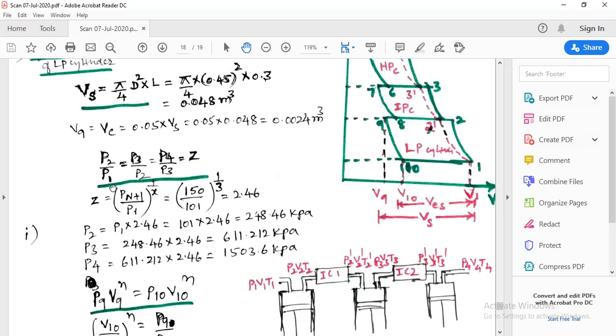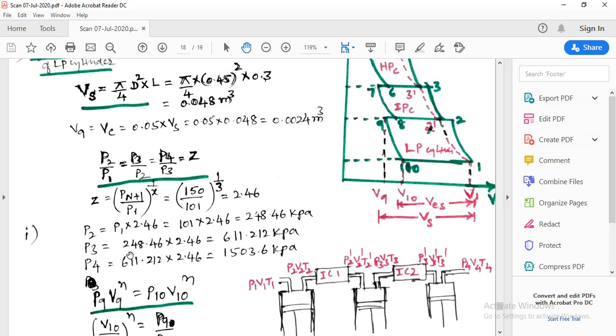We know, as I have already derived, that Z is equal to (Pn+1 divided by P1) whole to the power of 1 by x, where 150 is the final pressure, which is given, and the initial pressure is 101, and x is the number of stages, 3. The pressure ratio Z is given as 2.46. So we can easily find P2 is equal to P1 into 2.46. Substituting the P1 value, that is 248.46 kilopascal.